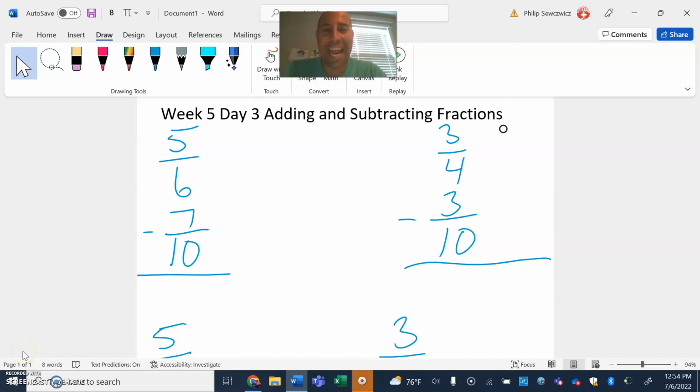Here we are, day 3, adding and subtracting fractions. The goal of today is for you to hit pause and solve it on your own, and let's see where you can get to on it.